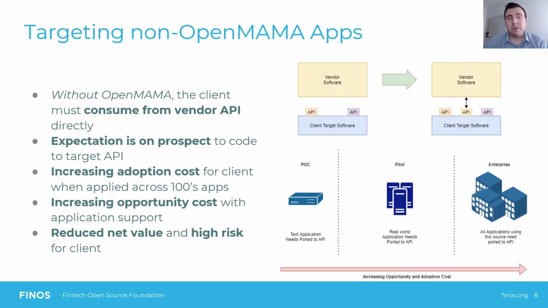So what happens if a market data vendor wants to target a non-OpenMAMA application? The first thing to note is that that non-OpenMAMA application probably already has other APIs. They might not be for market data, or they might be for market data, but they're going to be there. There's already a cost of development associated with maintaining whatever it's already doing. So without OpenMAMA, you're effectively introducing a new one.